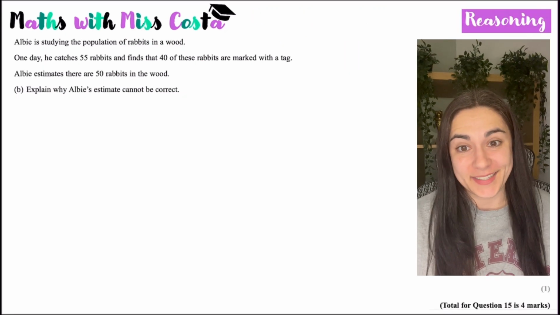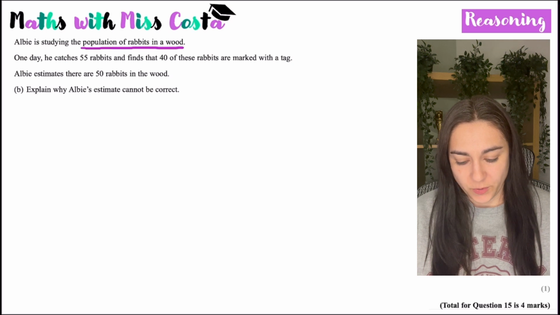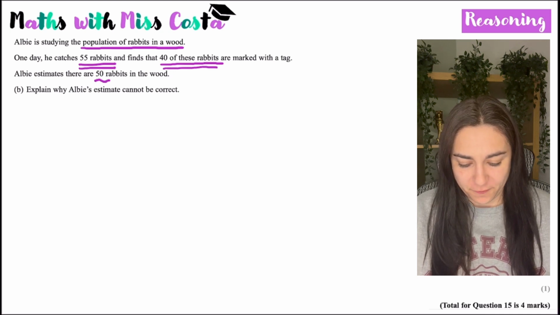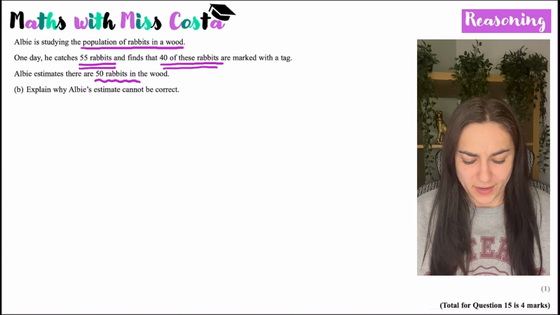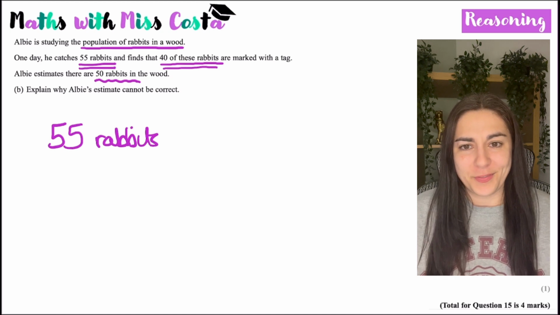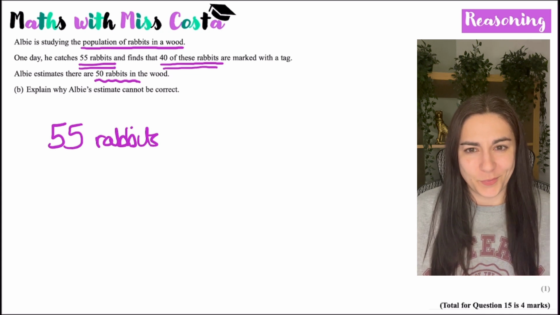Okay, so another reasoning question. I'm told that Albie is studying the population of rabbits in a wood. One day he catches 55 rabbits and finds that 40 of these rabbits are marked with a tag. Albie estimates that there are 50 rabbits in the wood. Explain why Albie's estimate cannot be correct. Well, he's caught 55 rabbits. So if there are already 55 rabbits present, how can there only be 50 rabbits in the woods?